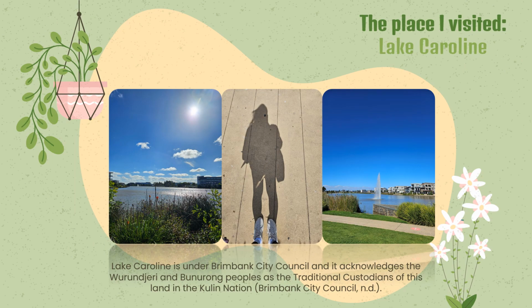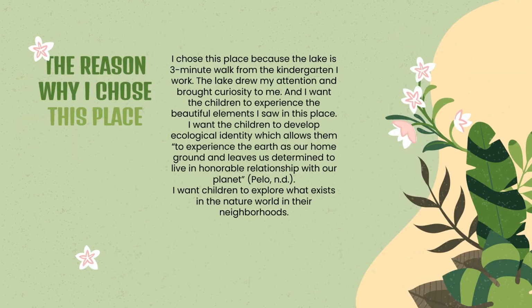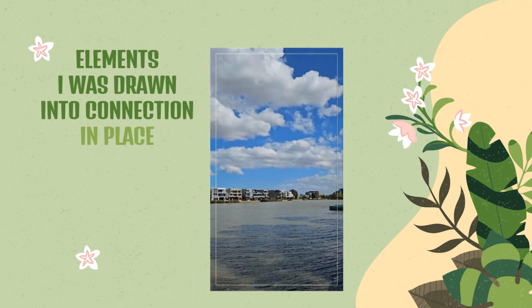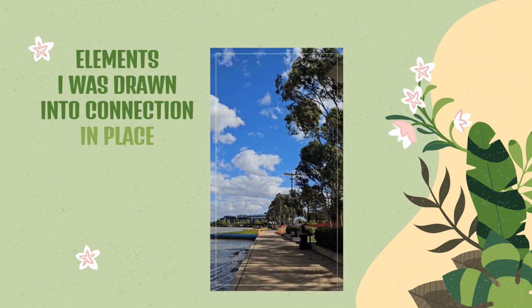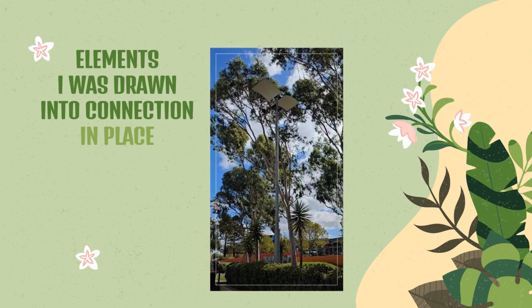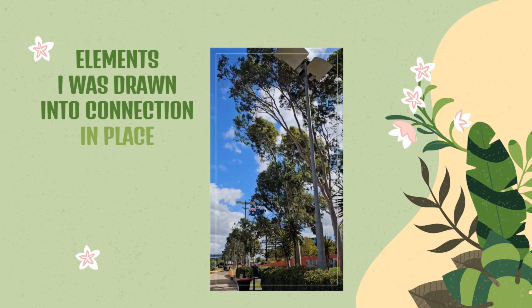The place I visited is Lake Caroline. I chose this place because the lake is a 3-minute walk from the kindergarten where I work. I want children to explore what exists in the natural world in their neighborhoods, and I want the children to develop ecological identity. As you can see, it was a very windy day when I went to Lake Caroline, and the tall gum trees were being moved by the wind.